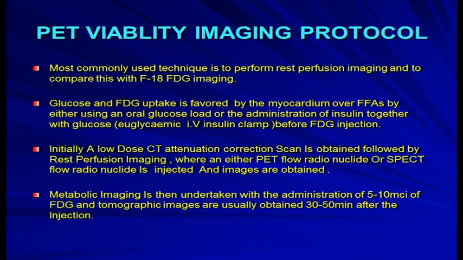For the PET viability imaging protocol, the most commonly used technique is to perform rest perfusion imaging and compare this with FDG imaging. Glucose and FDG uptake is favored by the myocardium over free fatty acid, either by giving an oral glucose overload or by administration of insulin together with glucose, a euglycemic IV insulin clamp, before FDG injection. Initially, a low-dose attenuation correction scan is performed, followed by rest perfusion imaging, where either a PET flow radionuclide or a SPECT flow radionuclide is injected. Metabolic imaging is then undertaken with administration of 5 to 10 mCi of FDG, and tomographic images are usually obtained 30 to 45 minutes after the injection.